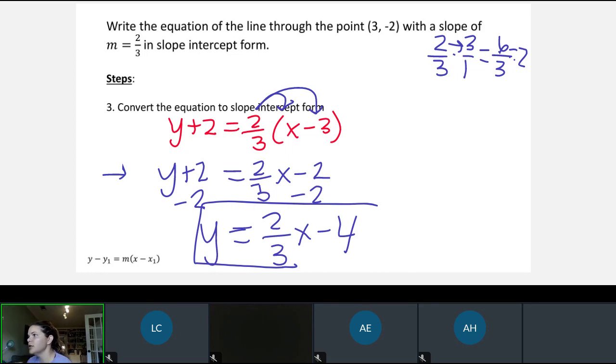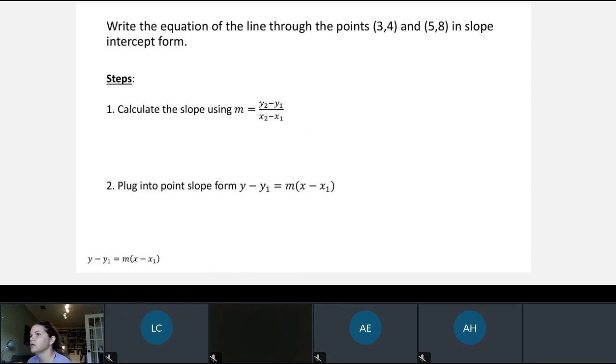Okay, now I want you to try one on your own. So we're going to start with this one where it doesn't give you the slope. So you're going to calculate your slope. Okay, so we've got x1 and y1, x2 and y2. So go ahead and do step 1, calculate your slope, and when you've got it, go ahead and put your m into the room chat. Just put m equals.